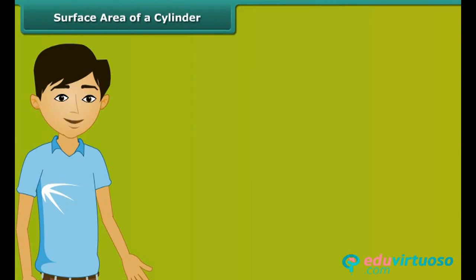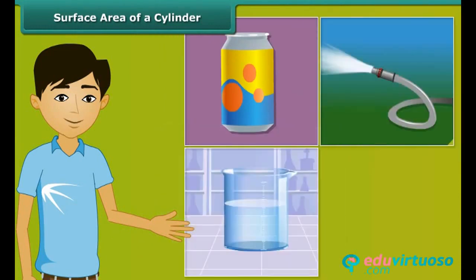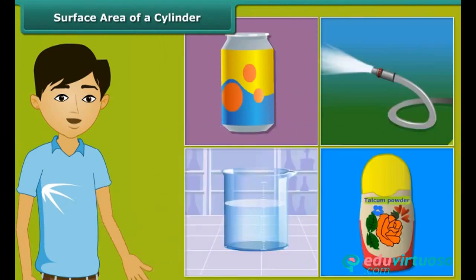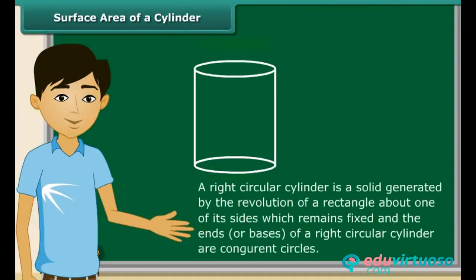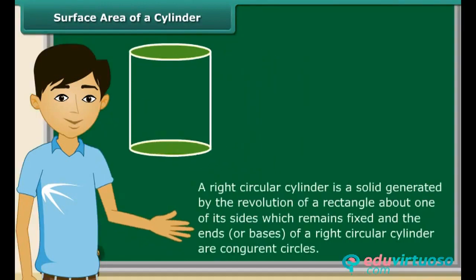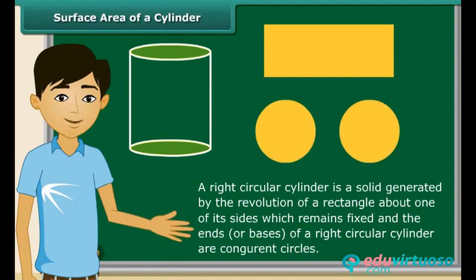You must have come across many solids like tin cans, water pipes, beakers in the laboratory, and powder boxes, which are right circular cylinders. Here you would wonder what is a right circular cylinder. A right circular cylinder is a solid generated by the revolution of a rectangle about one of its sides which remains fixed, and the ends or bases of a right circular cylinder are congruent circles.